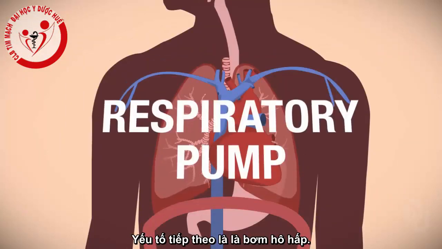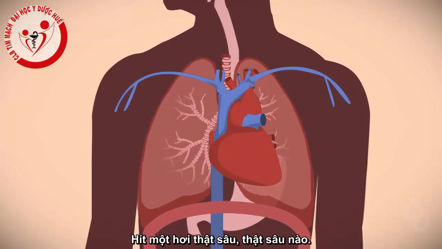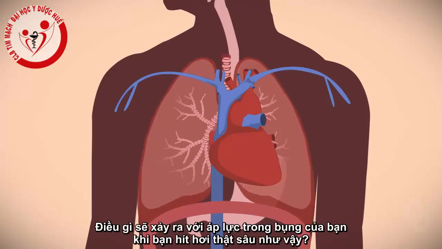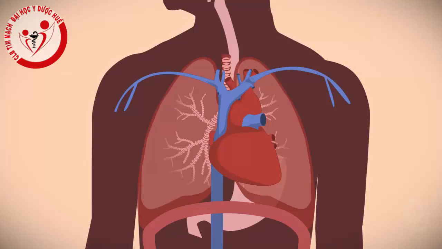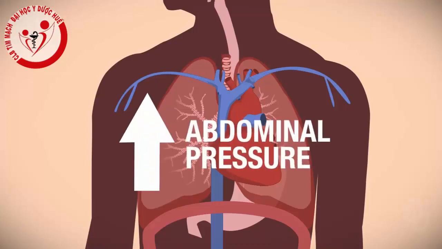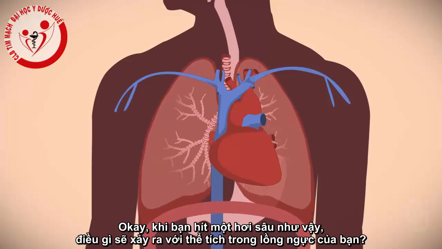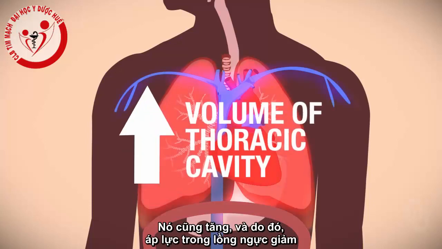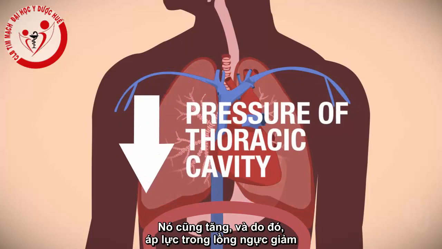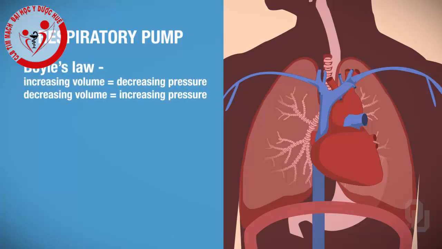The next factor is the respiratory pump. So take a deep breath, a really big one, come on. What happens to the pressure in your abdomen while you're taking this really deep breath? Did the pressure in your abdomen go up? It increases, right? Okay, when you took that big old deep breath, what happened to the volume of your thoracic cavity? It increased too. And therefore, the pressure in the thoracic cavity decreases. This is due to Boyle's law.